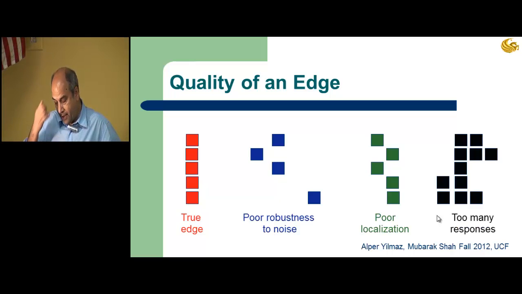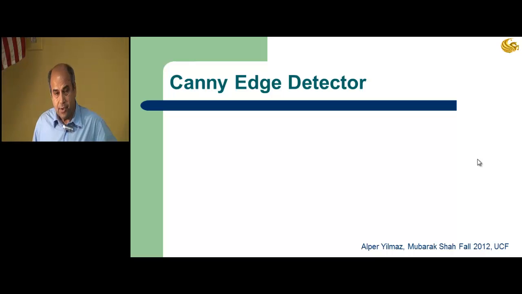So this is another example where we have all the edge pixels in red, but then we have lots of other responses which are incorrect. Okay, so those are the problems. So in that context, there was a new edge detector, the Canny edge detector, which was proposed by again a student at MIT who was doing his masters around the same time the Laplacian of Gaussian edge detector was proposed by Hildreth.